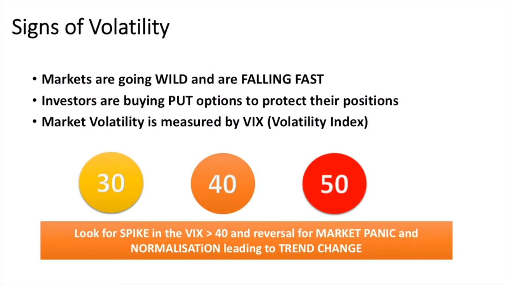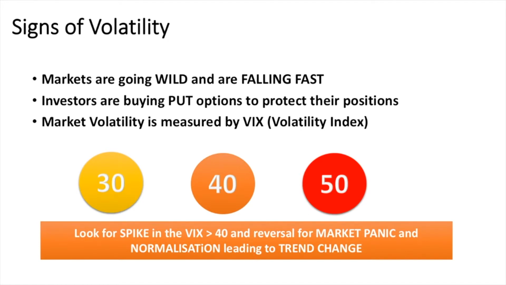So let's get started. What are signs of volatility? Well, this is when markets are really going wild and are falling fast, and then you see a rise in something called the volatility index, the VIX. You can find it on Yahoo Finance. This happens because markets are falling down. Investors, in order to protect their long stock positions, buy a lot of put options. As the put options are being purchased, the volatility index goes up, and this is really a gauge of fear, because people are fearing that the markets will go down.